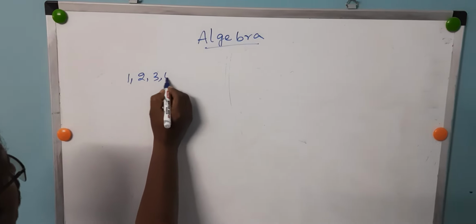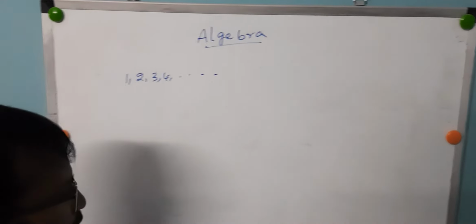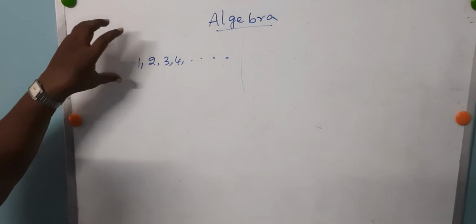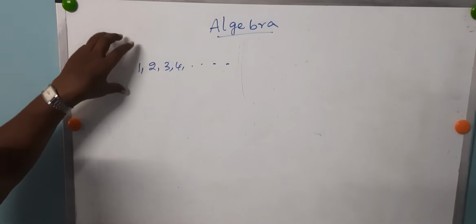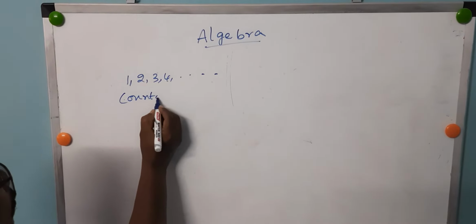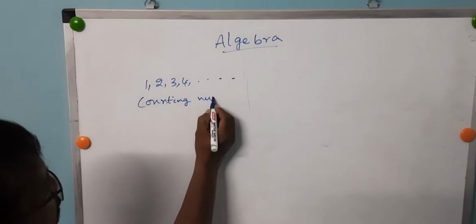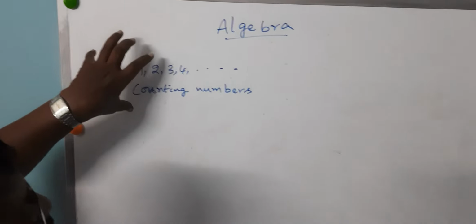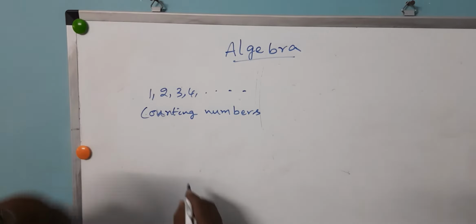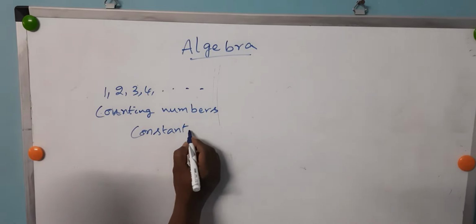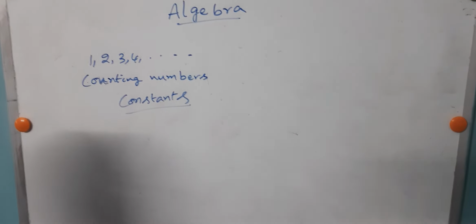So, in algebra, first, 1, 2, 3, 4 and so on. These are the numbers we count. That means these are counting numbers. Counting numbers are called natural numbers. And these are constants in algebra.